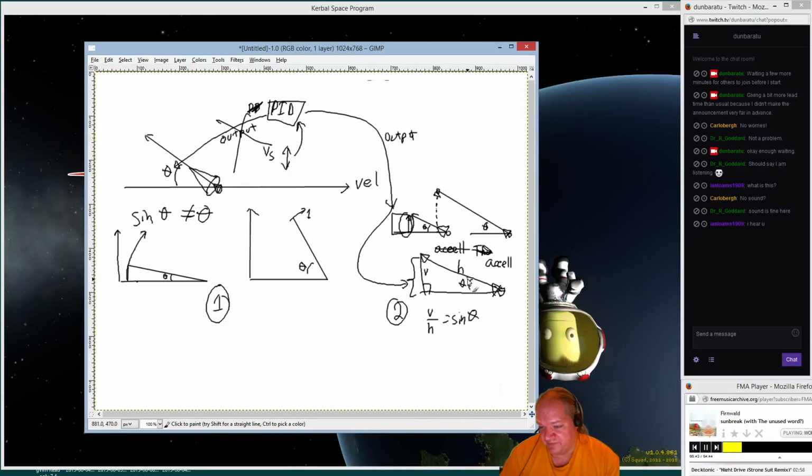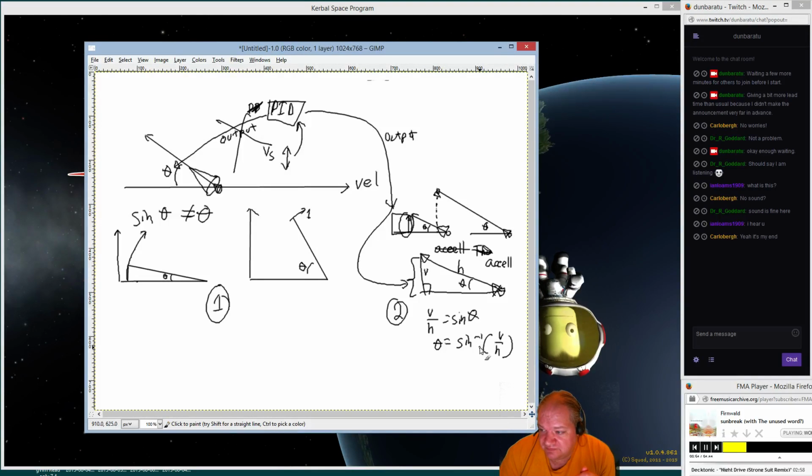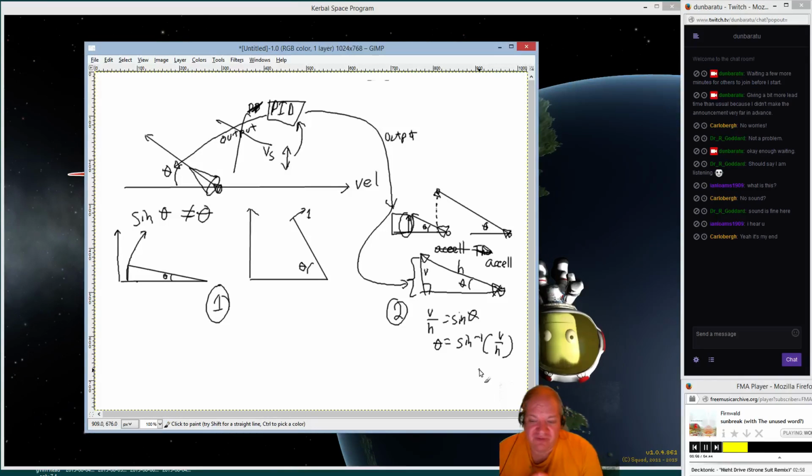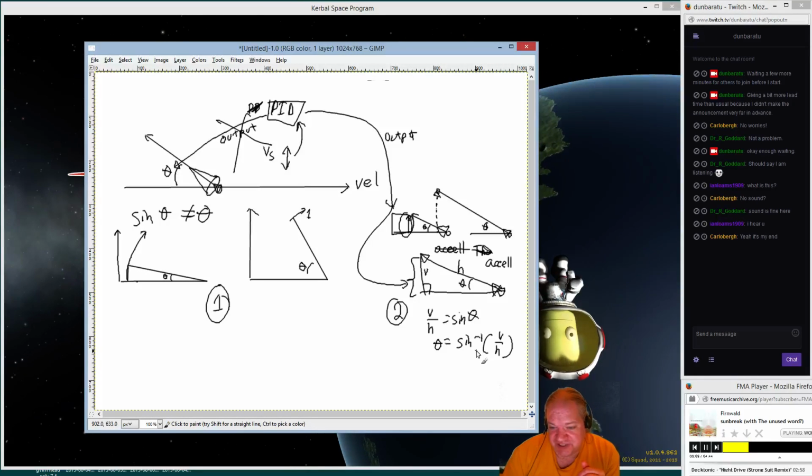Is the sine of that angle. Therefore, if we need to know the angle, it's the arc sine of this. So, this is the basic logic I'm going to change my controller to.